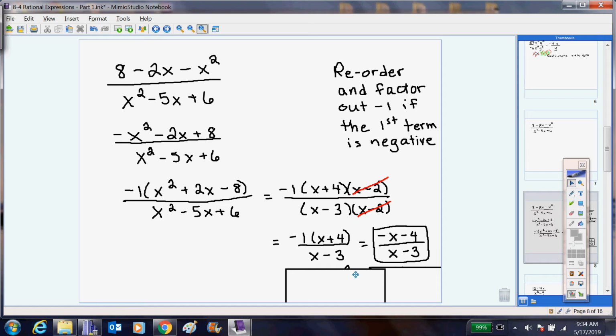So what are our restrictions? What can x not be? 3? 3 or 2, right. Why 2? Who can help answer that? Because it's in the denominator, and if x was 2, 2 minus 2 is 0 times whatever x minus 3 is.